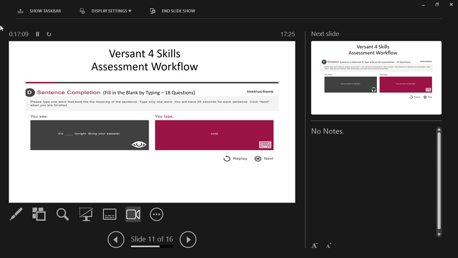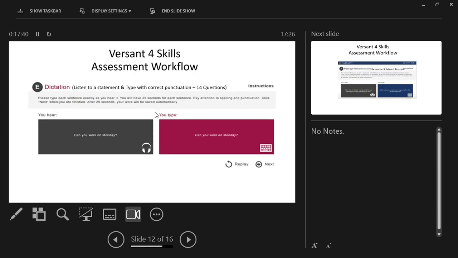The next module is sentence completion. Fill in the blank by typing the right answer. So you see a sentence like here, it's dash tonight, bring your sweater. So you have it's blank tonight, bring your sweater. What do you put in the blank? You just type the right word, cold, right? So you just type the right word that fills the blank. You have 18 questions like this.